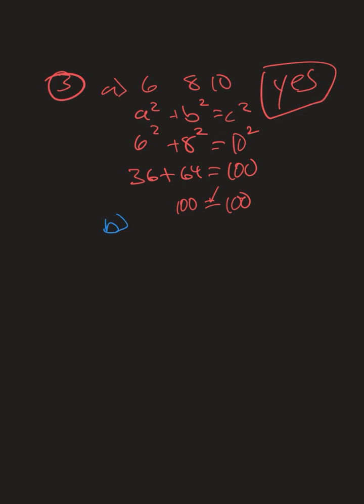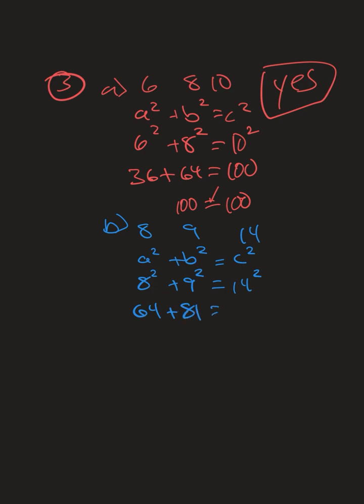On B, we've got 8, 9, 14. So a squared plus b squared equals c squared. So a squared, that's 8 squared, plus b squared, which is 9 squared, equals 14 squared. So 8 squared, 8 times 8, 64, plus 9 squared, which is 81, 9 times 9.